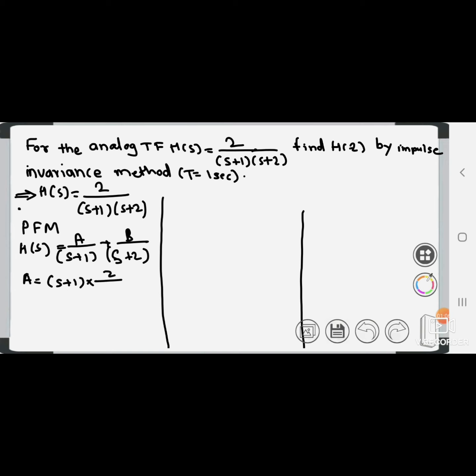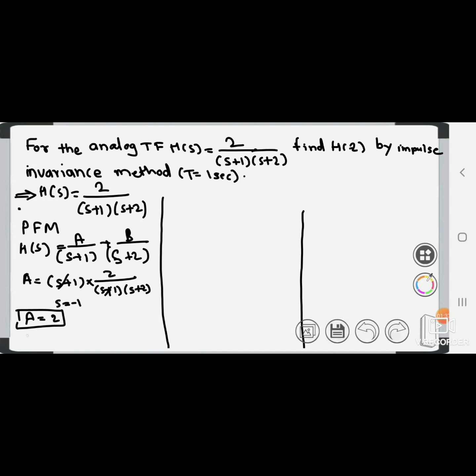What is this H(s)? H(s) is nothing but (s+1)(s+2) given, at s = -1. By putting this value, the (s+1) gets cancelled. When you put s = -1, 2 minus 1 is 1, so 2 upon 1, we get A = 2 by using the partial fraction method. In previous videos, we have seen how to solve this using the partial fraction method.